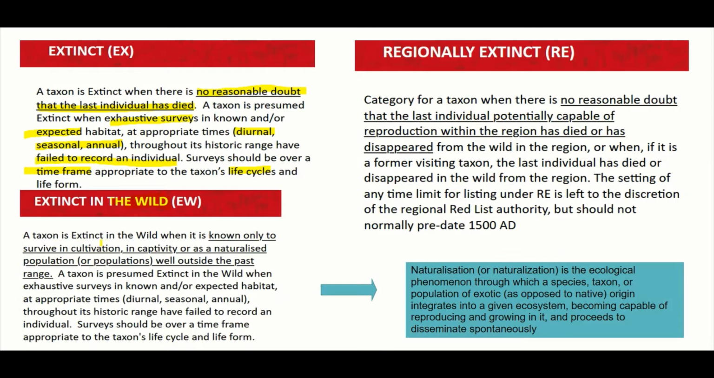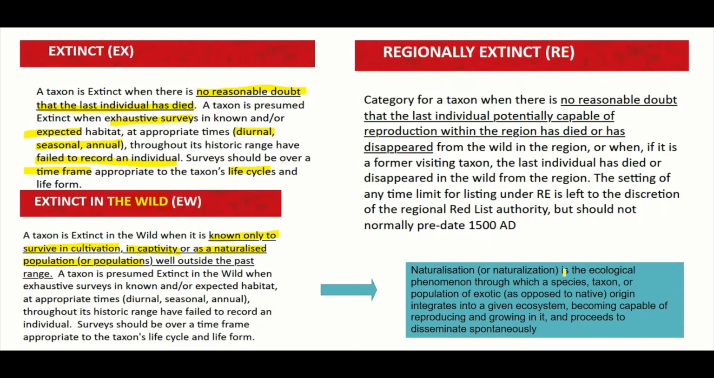Then we have what we call extinct in the wild, EW. In this case, a taxon is extinct in the wild when it is known only to survive in cultivation, if it's a plant, in captivity, where it has been quarantined, or as a naturalized population or populations well outside the past range. So extinct in the wild means it is somewhere else in cultivation, captivity, or naturalized populations, but it is not existent in the wild.